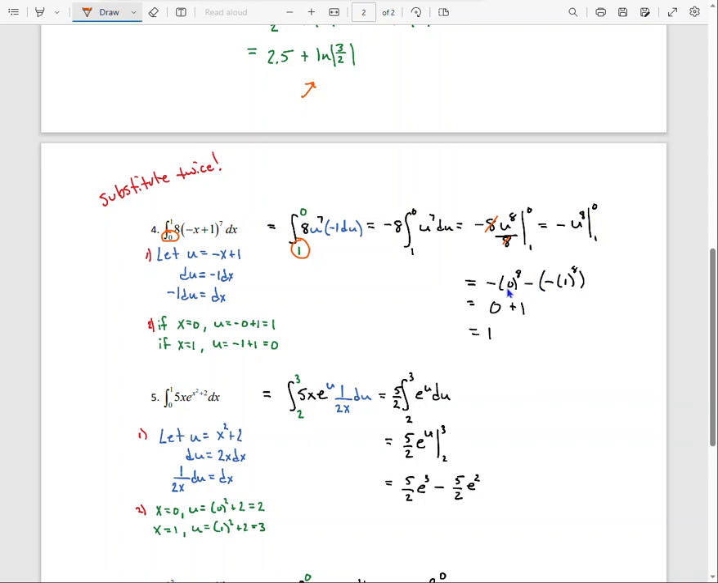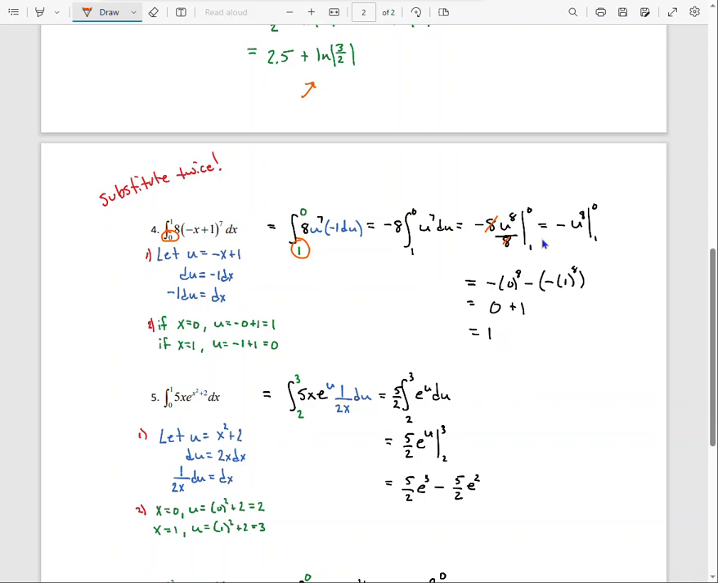So I'll put 0 in, and I get 0 out. Subtract what I get when I put 1 in for u. So minus 1 to the 8th. 1 to the 8th is 1. Minus a negative is addition. And so I'll get an answer of 1.